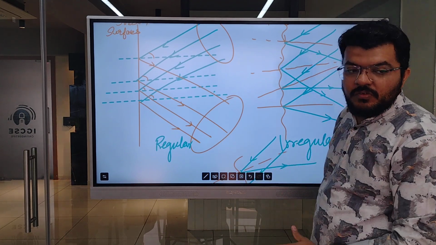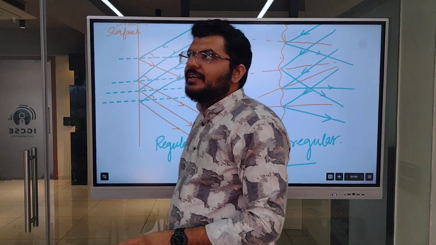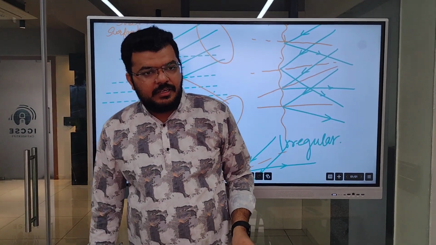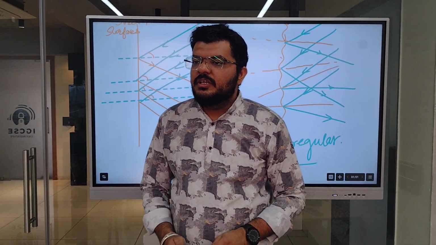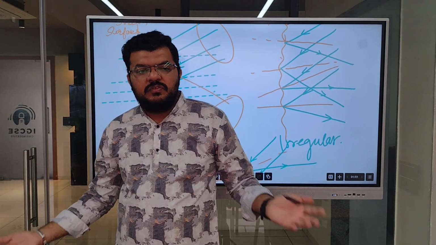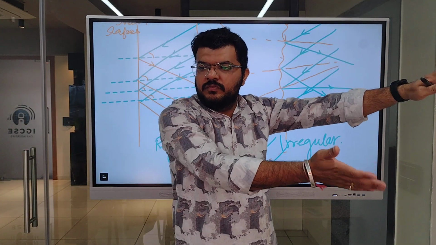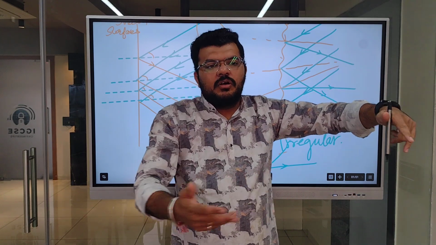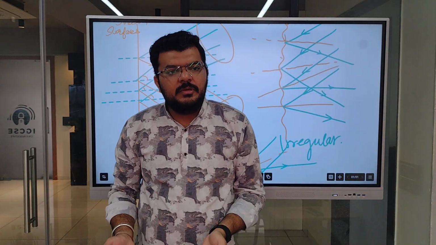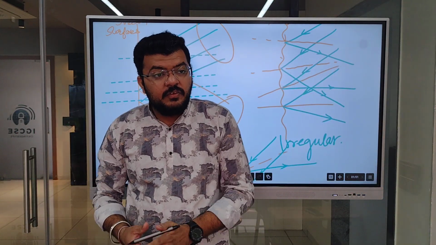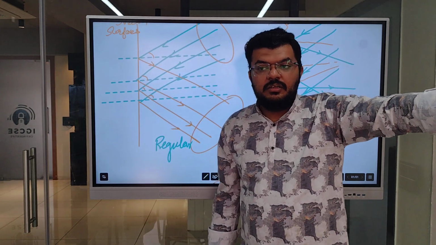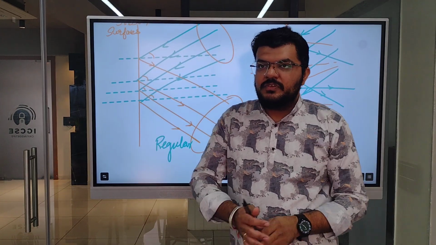The importance of irregular reflection is that it lights up your room. In this room, there is a lot of light around. If the sun rays are coming only on this wall, the whole room will be brighter. If this was only a regular reflecting surface, what will happen?